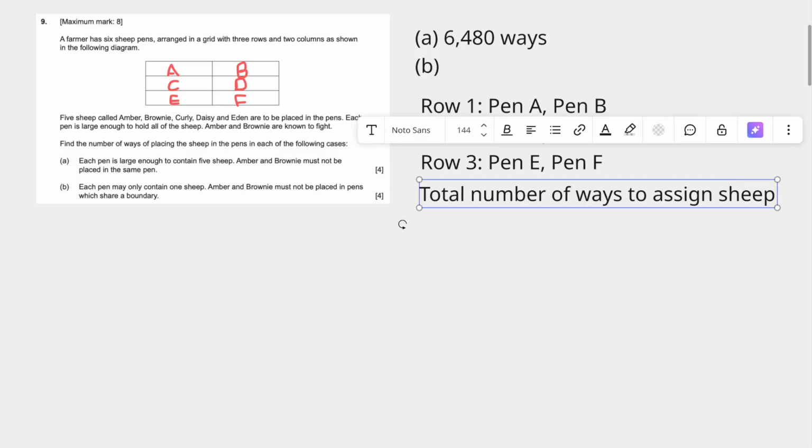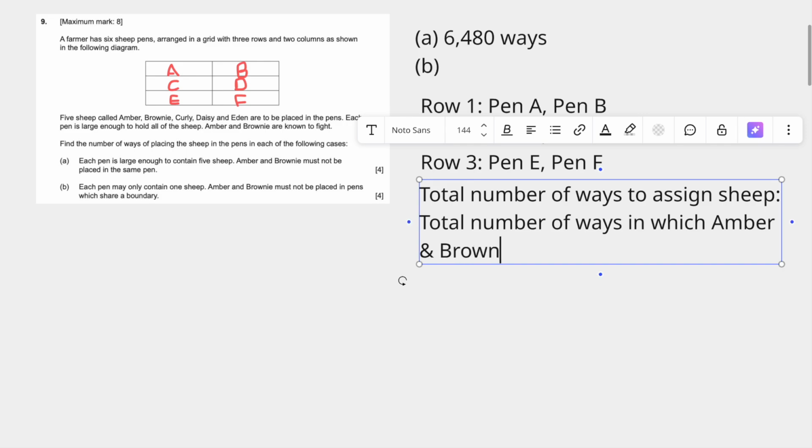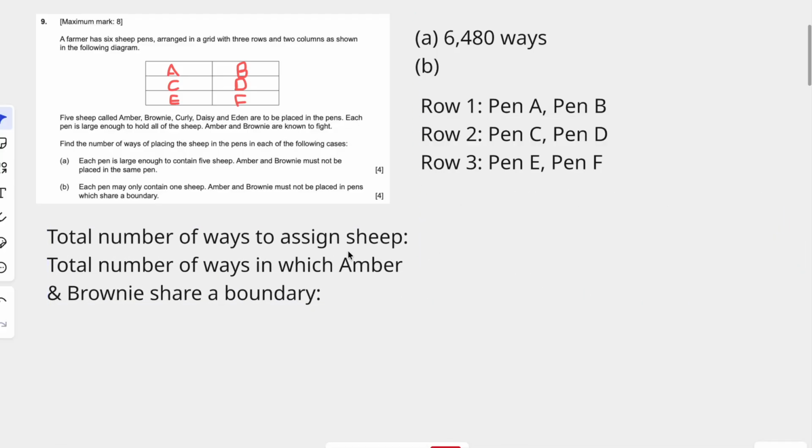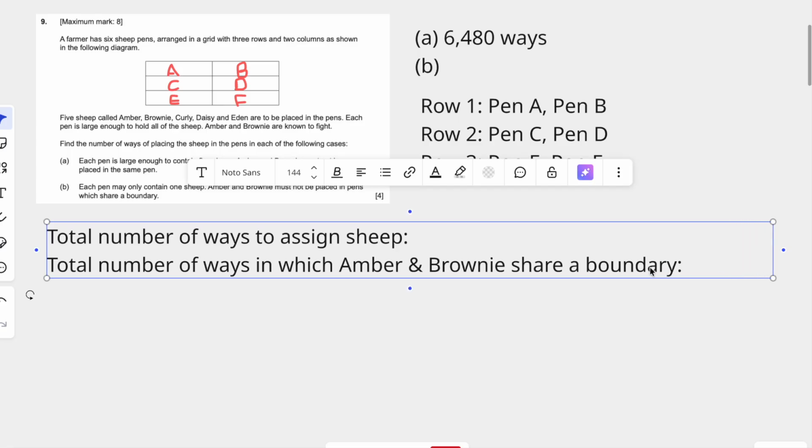Similarly to how we solve Part A, we can determine the total number of ways to assign the sheep without the restriction that Amber and Brownie cannot share a boundary, and subtract that with all the possible scenarios in which Amber and Brownie do share a boundary. This will determine the total number of ways to assign the sheep such that each pen contains at most one sheep, and that Amber and Brownie do not share a boundary.